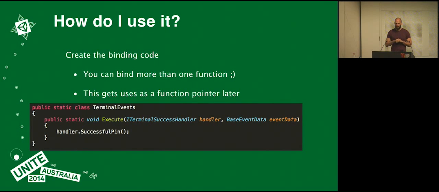And then you create a binding code. This gets used as a functor later to map the caller to the callee. You may think that looking at this, there's a little bit of extra cruft here, and you can remove it. But the idea is that you could have your interface have 4 or 5 different functions, and then this maps the desired function call to the interface. This gets used as a function pointer, as you'll see.